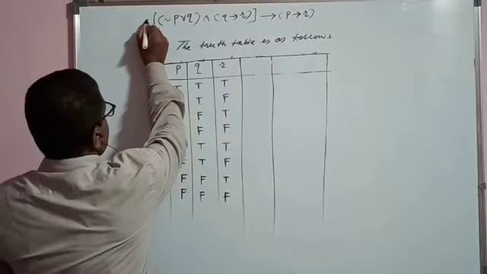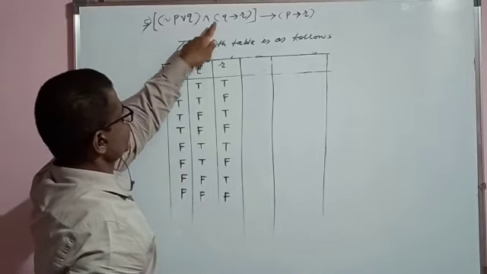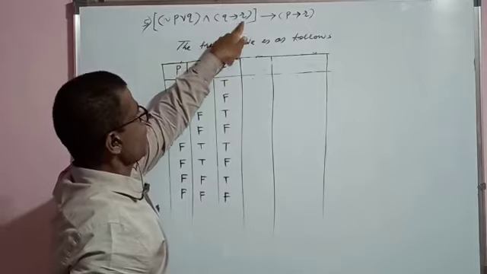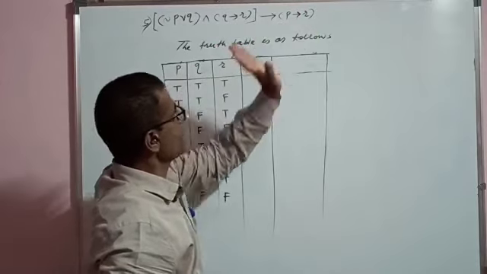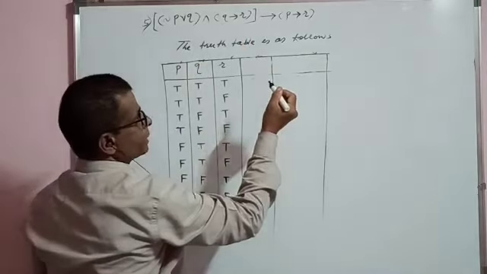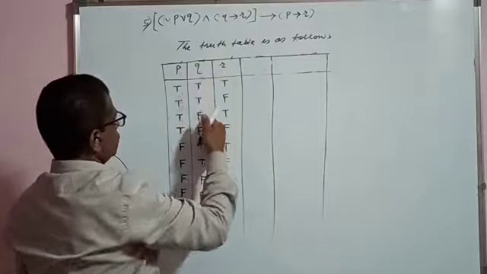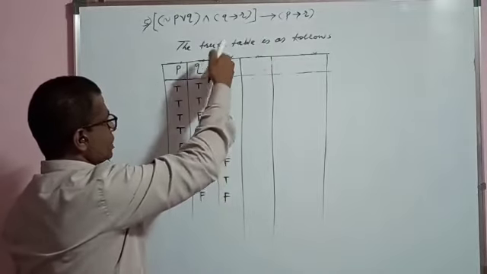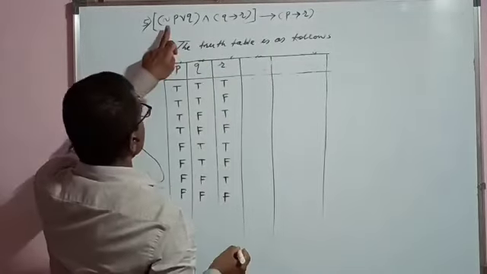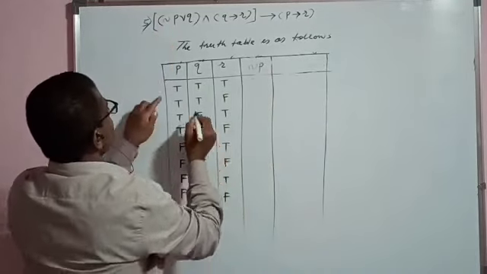Now the next statement pattern is what? Negation of P, disjunction Q, conjunction Q conditional R, conditional P conditional R. Again, in this statement pattern, there are three statement letters. One is P, another is Q, another is R. So the truth values of P, Q, and R are like this. Next, I'm going to consider first, negation of P.